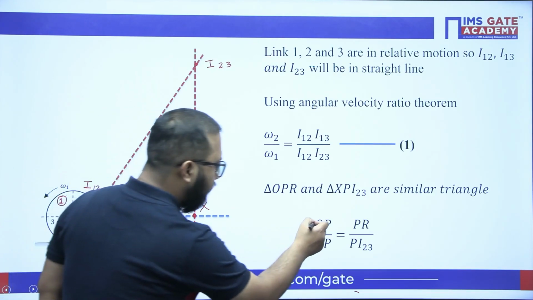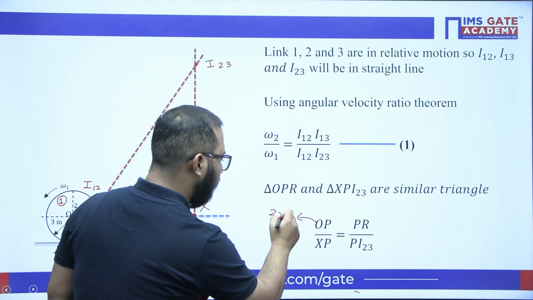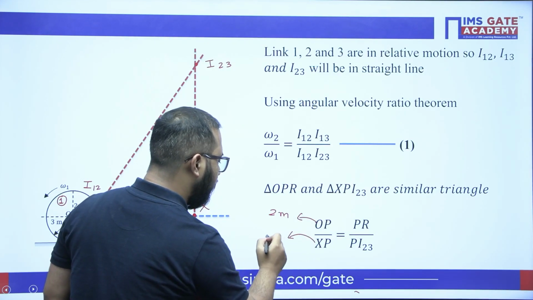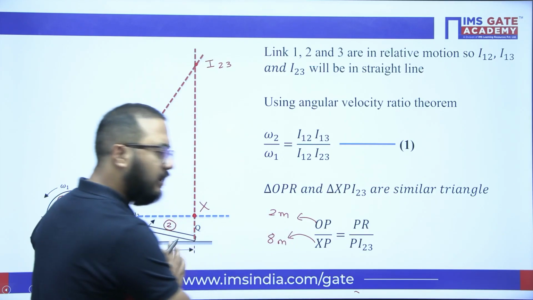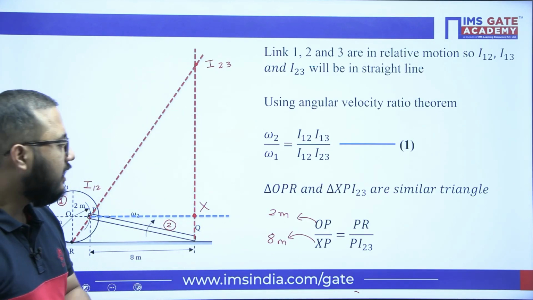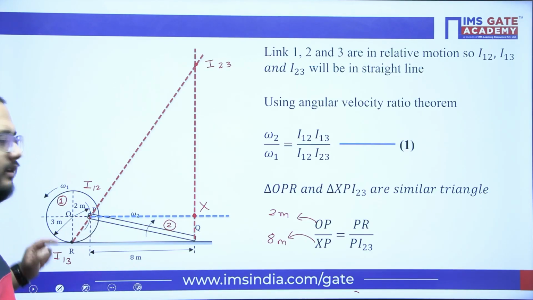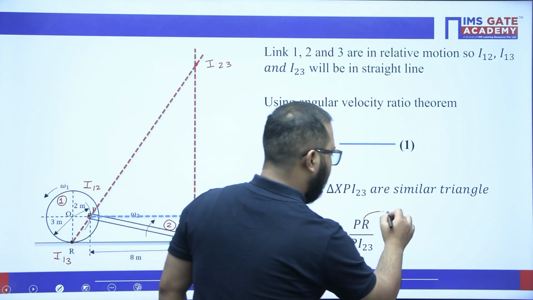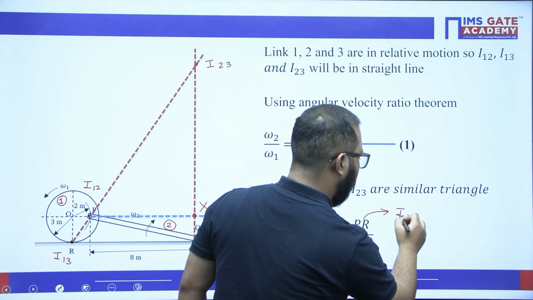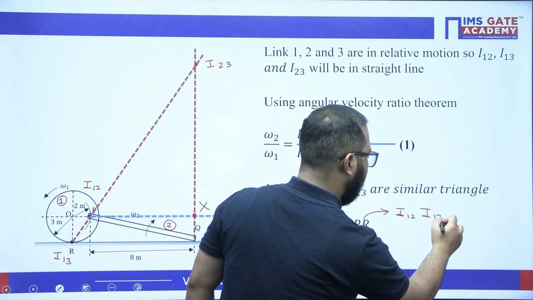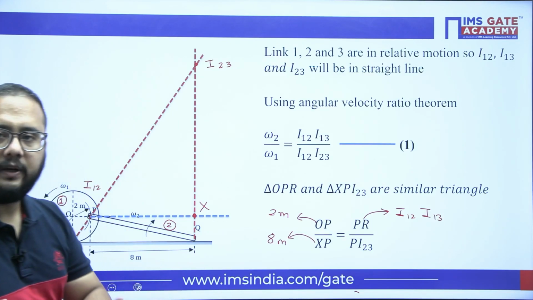So OP value is what? 2 meter and XP value is 8 meter. This is already given in the mechanism itself, right? Now what is PR? P is the point I12 and R is I13. Okay, it is the distance between I12 and I13. I hope it is clear, everyone.